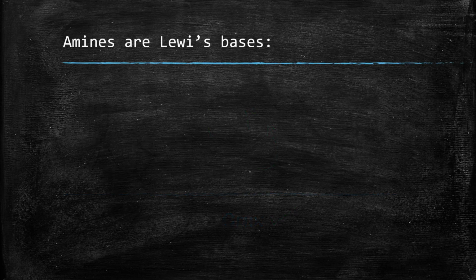So let's start. Amines as Lewis bases. Amines are Lewis bases. What are Lewis bases? Lewis bases are species that can donate electrons, right? So how are amines Lewis bases? They are Lewis bases because they have a lone pair of electrons on nitrogen.